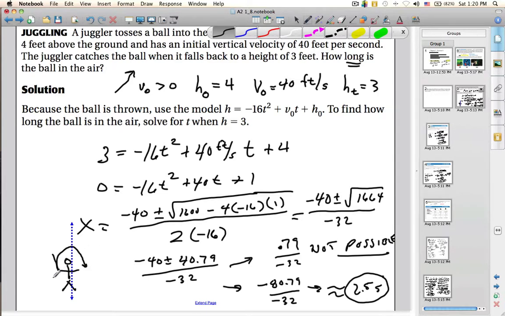So now the question is, what's this negative value? The negative value would be if the ball had been, instead of tossed from his hand, launched from the ground. Because remember, we're going to get two different solutions, right? And since our solutions are at the 3-foot mark, this is 3 feet where the ball lands back in his hand. So if the ball had been launched from 3 feet instead of from his hand at 4 feet, it would have had to have been launched 0.79 divided by 32 before our start time.